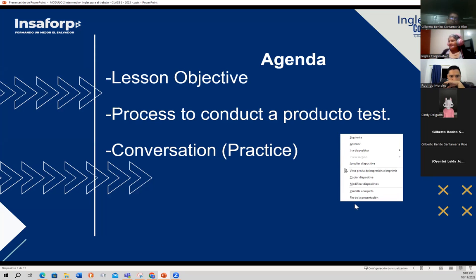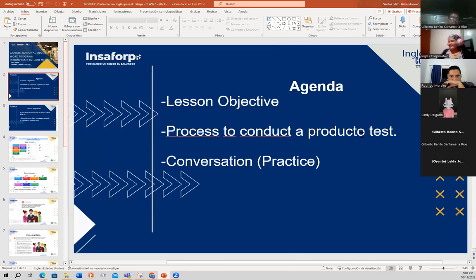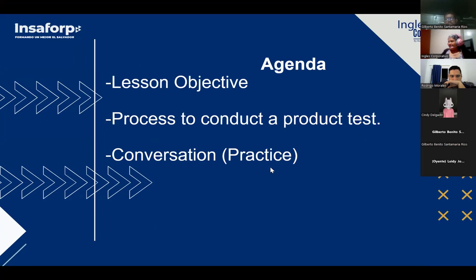I don't know why it doesn't work. Okay. The keyword is in Spanish. I don't know. That is why you will always see words in Spanish. Okay. Then we have a conversation. Okay.